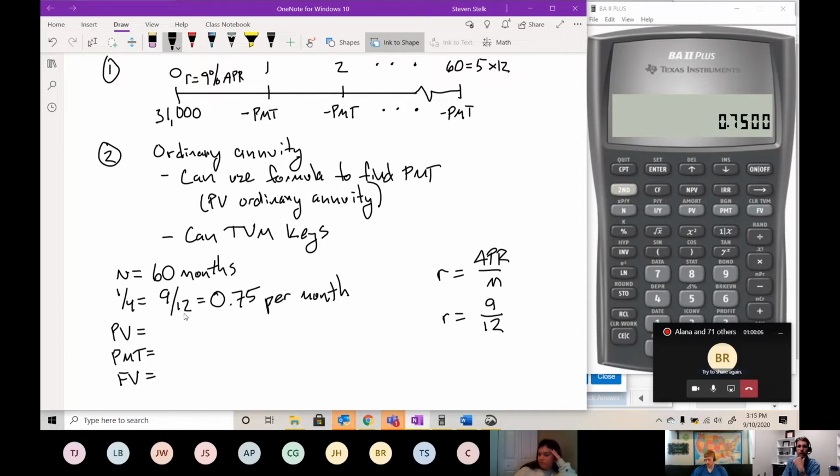Okay, before I keep going on this one, any questions about why we're doing 9 divided by 12 for I over Y, or where any of those numbers are coming from?